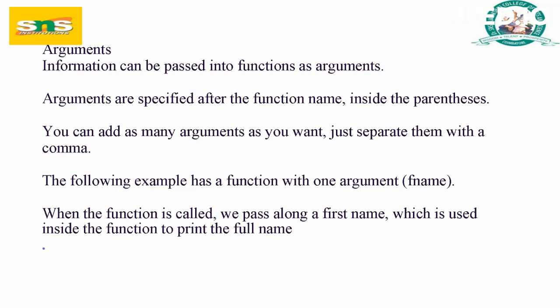So there are different types of arguments in Python. First, positional arguments, keyword arguments, arbitrary positional arguments, arbitrary keyword arguments, and combining all types of arguments. These are all the types of arguments. Arguments are specified after the function name, inside the parentheses. You can add as many arguments as you want, just separate them with a comma.